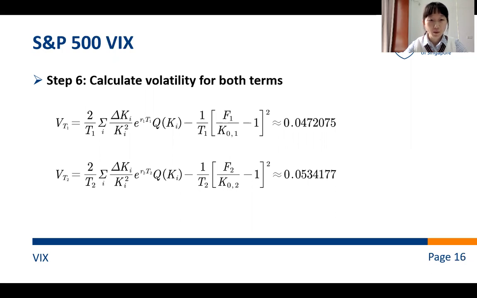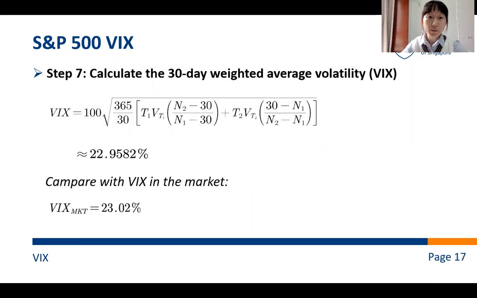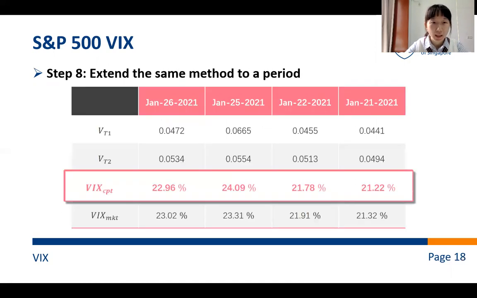We then compute the VT for these two terms. Finally, by plugging in those two VTs, we get a wicks, and it's quite close to the market price. Certainly, the comparison on just one day is not so convincing, so we extend our time period to almost 1 week and get all the business days outcomes.